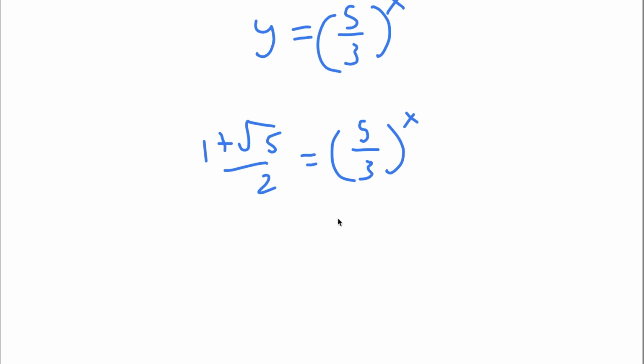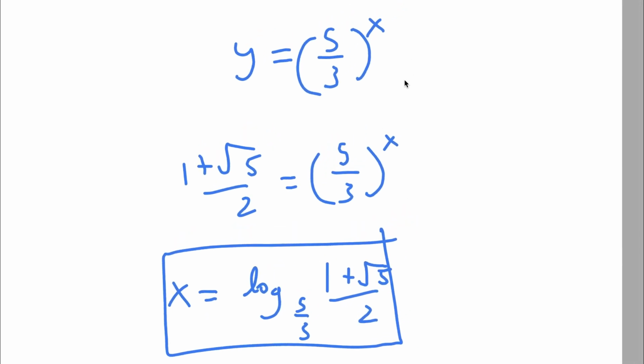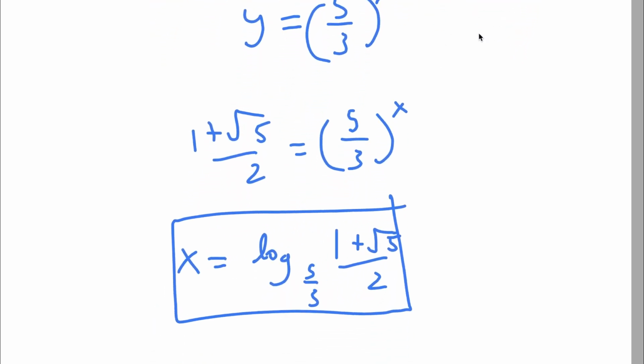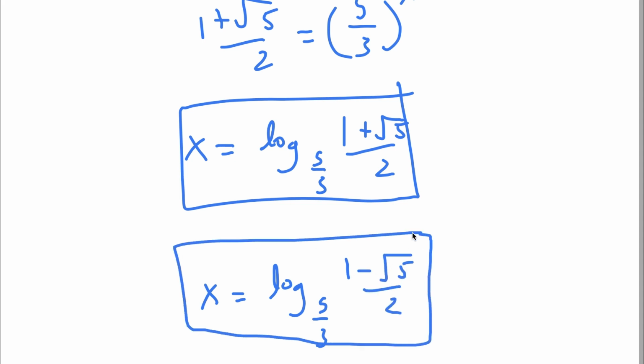Now this can be written as x equals log base 5 over 3 of 1 plus the square root of 5 over 2. And also, we can't forget y equals 1 minus, so the same thing for minus. My other solution is x is equal to log base 5 over 3 of 1 minus the square root of 5 over 2. So these are my two solutions to this problem.